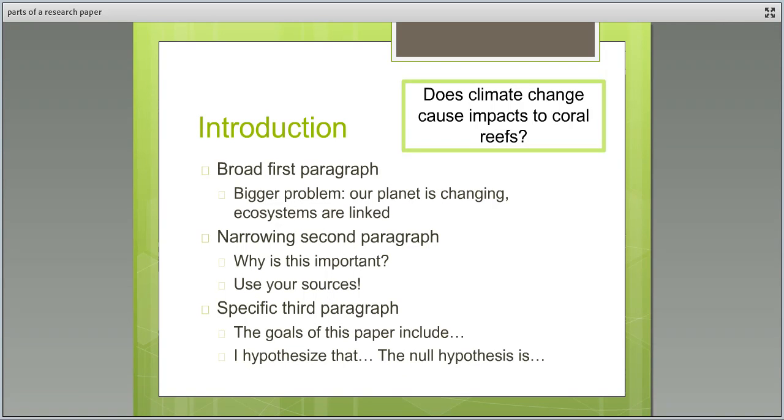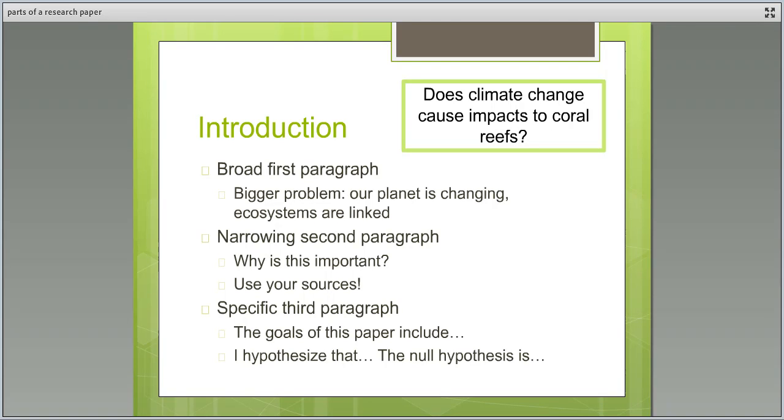So for example, let's look at your question and say, does climate change cause impact to coral reefs, for an example? Your first paragraph is going to be that broad first paragraph. What is the bigger problem? You're going to talk about maybe how the planet is changing and how ecosystems are linked together. And then you're going to talk about a little bit about climate change and coral reefs.